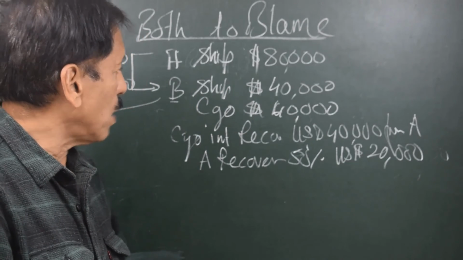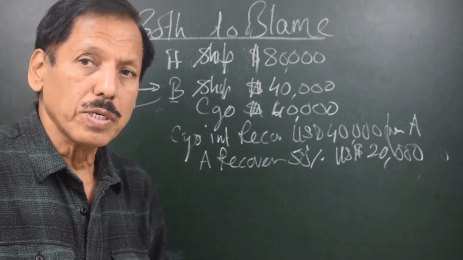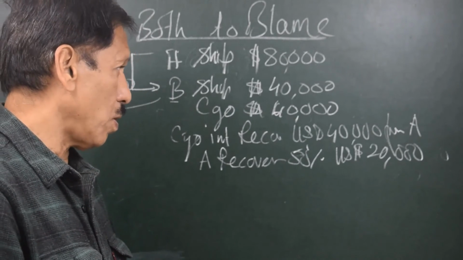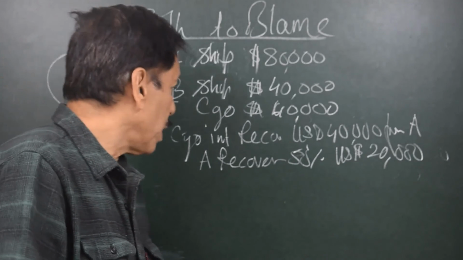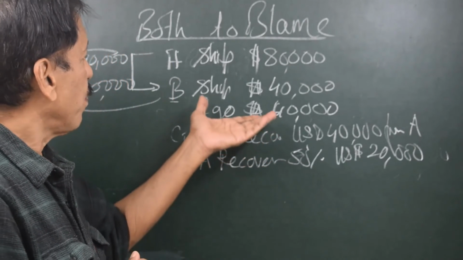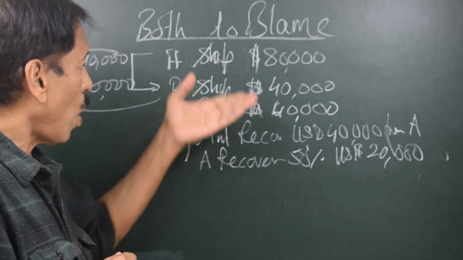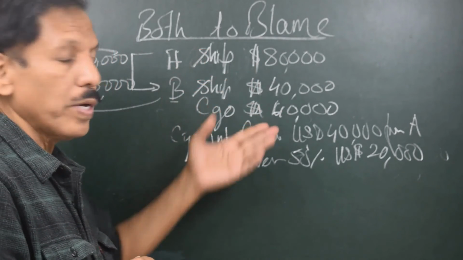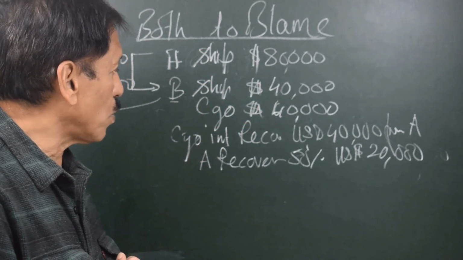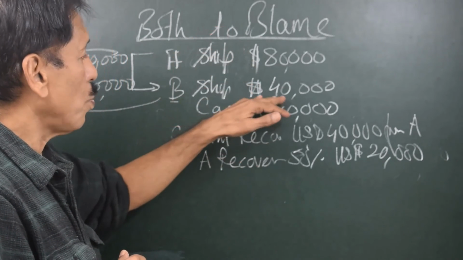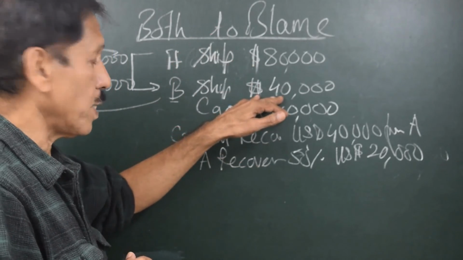As far as ship B is concerned, the damage to the ship is US dollar 40,000 and damage to cargo is US dollar 40,000 again. As can be seen clearly, B is a carrying vessel and A is a non-carrying vessel. The non-carrying vessel, that is A, has to give US dollar 40,000 to the cargo interest, right? Ship A also has to pay 50% of 40,000, that is the ship's damage.